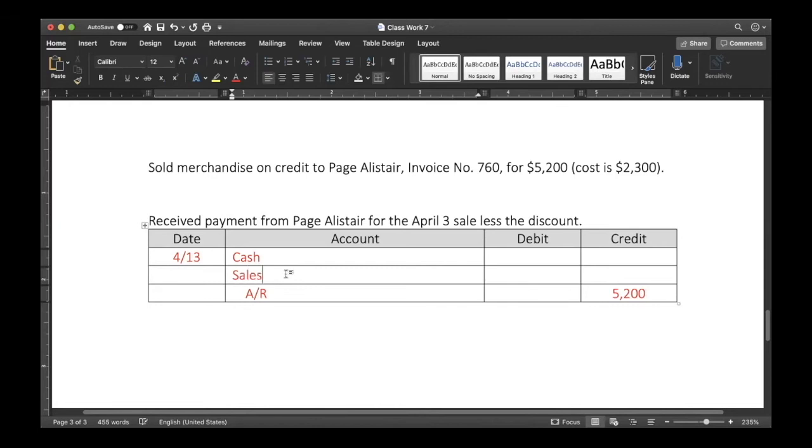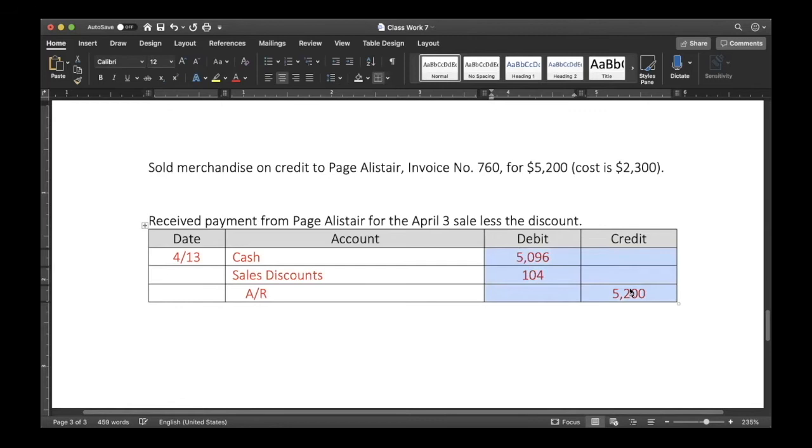It is sales discount. 2% of $5,200 is $104. That's how much they're getting off. The cash amount would be how much Paige Alastair is really paying us. It'd be $5,200 minus 104. Therefore, it'd be $5,096 is what Paige would be giving us.